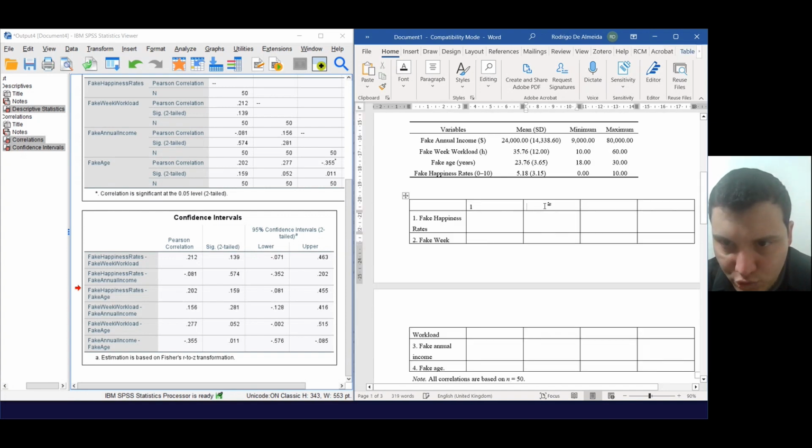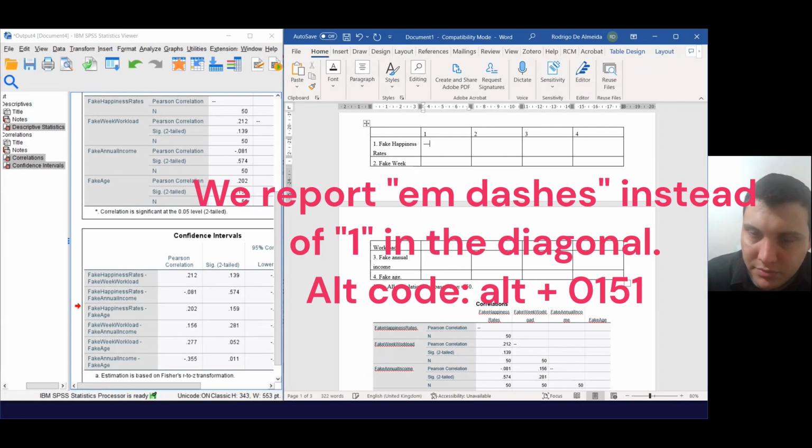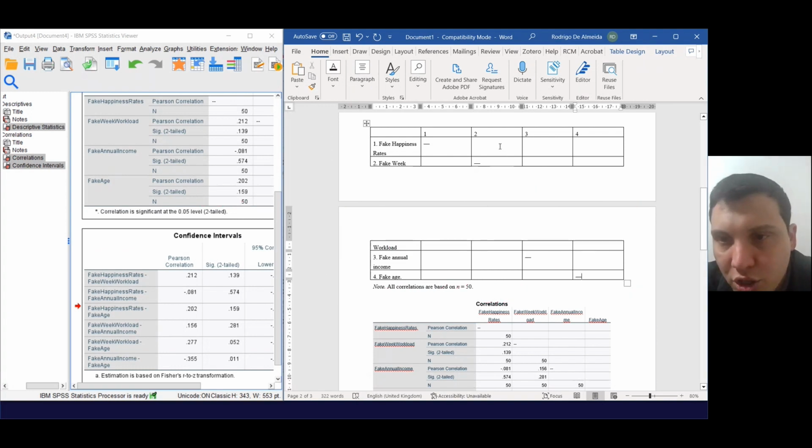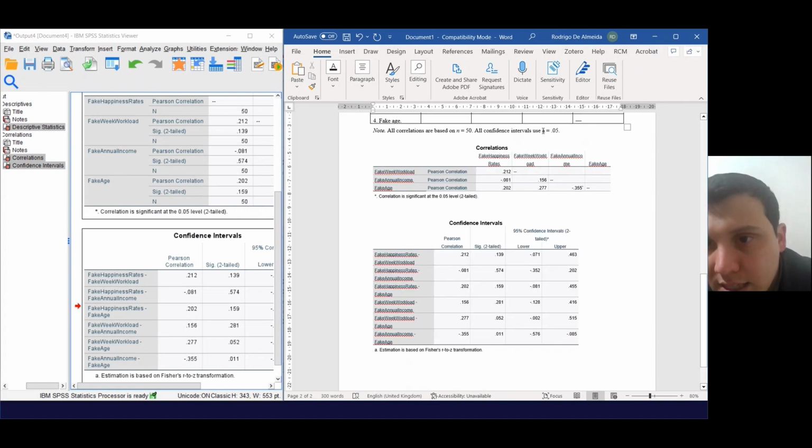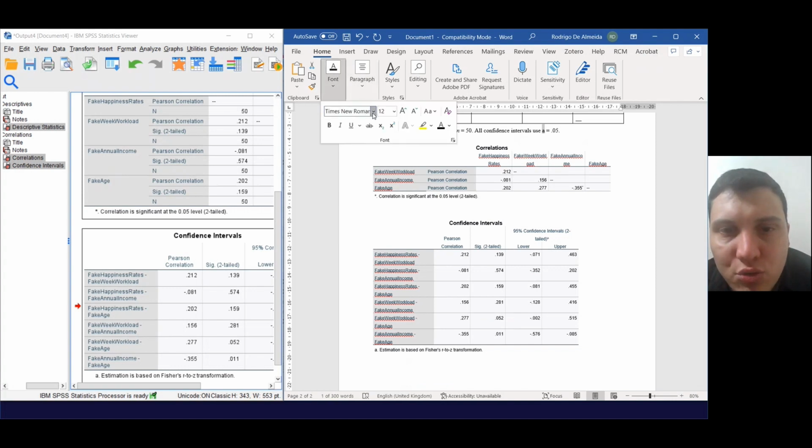1, 2, 3, 4. Alt 0151. We are not going to put anything up in here because we only have one sample. This one sample is going to go down in here. Pearson's correlation coefficient, the point estimate of it is 0.21.